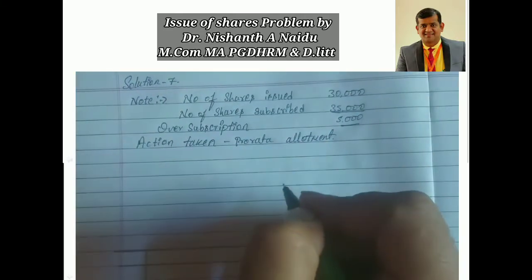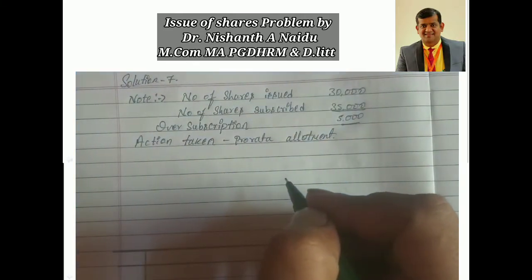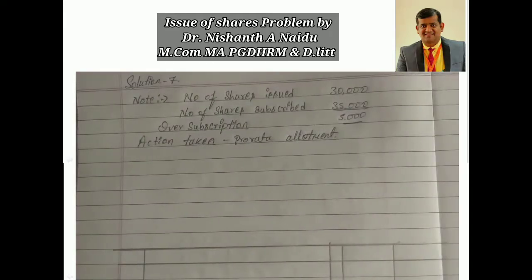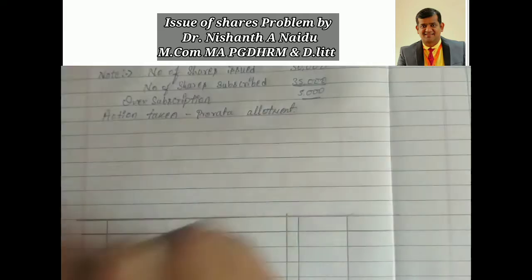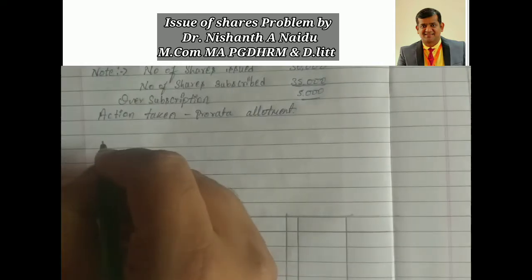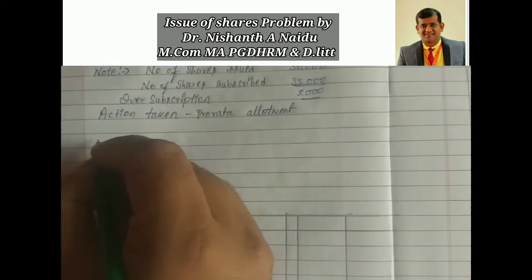So this is going to be your first part. You are going to write the number of shares issued by the company, then the number of shares subscribed by the public. Then you are going to analyze whether it is oversubscription or undersubscription. If it is oversubscription, in most cases we are going to deal with it through pro rata allotment. Now let us understand how this pro rata allotment will be done.